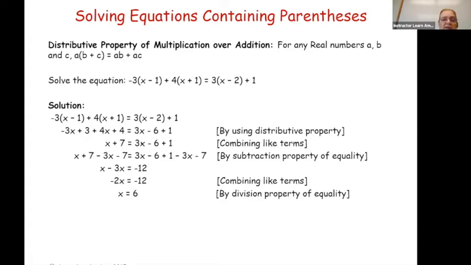Something which doesn't look correct here. Let's see. I guess they didn't combine them. Okay, didn't combine all the like terms. So this would be actually x plus 7 equals 3x. And if we want to combine the like terms, we would make this a -5.